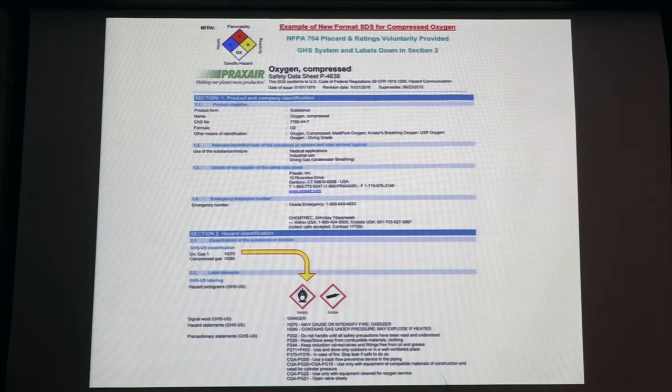This is an example of a safety data sheet for oxygen. You can see where the arrow is pointing down to the pictograms. There it has oxidizer and compressed gas as the pictograms. Below that is the signal word, and it says danger. Then it has the hazard statements and precautionary statements.